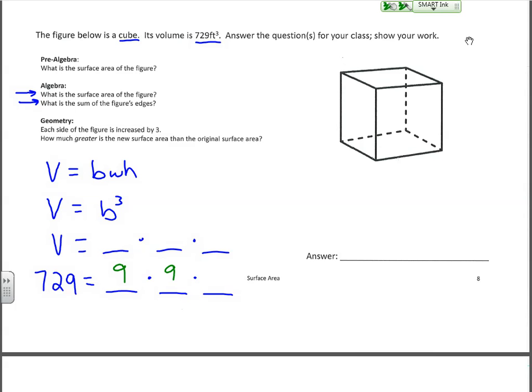9 times 9 times 9 equals 729. Okay? Which means that the side length of this cube, one of them and all of them, is 9. So from there, you can now calculate the surface area of the figure, the area of all of its faces, all of its surfaces added together. There are 6 of them. And then what is the sum of the figure's edges? Okay? So there you have it.